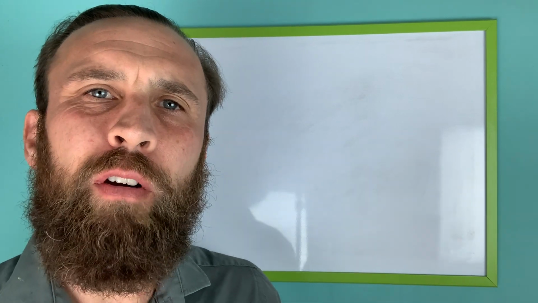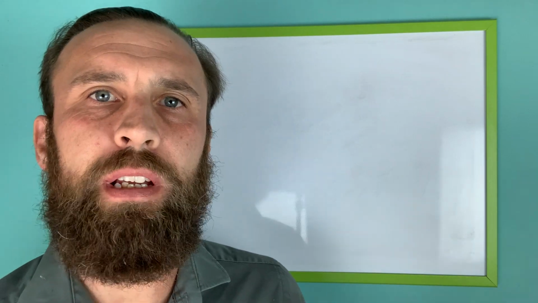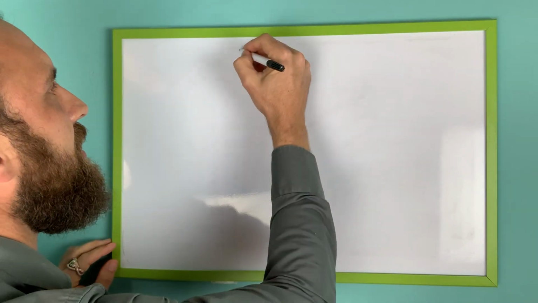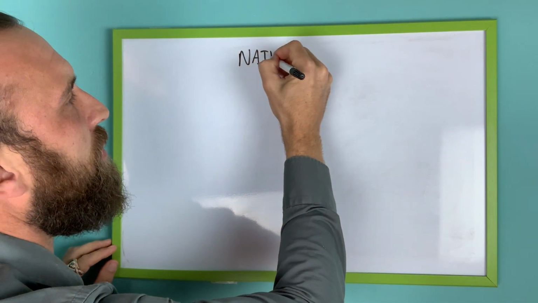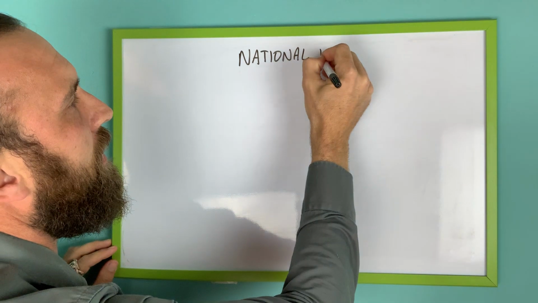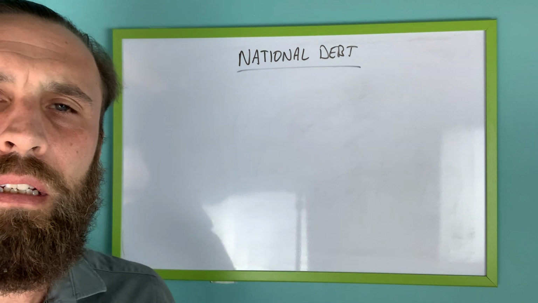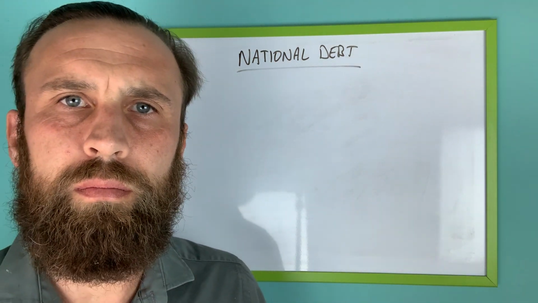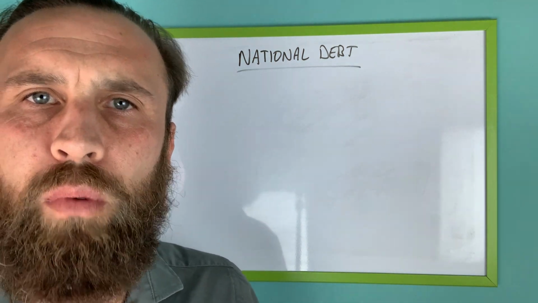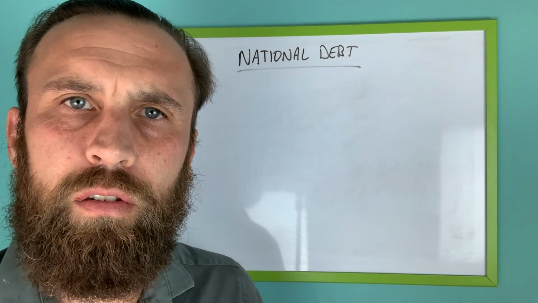So, in this lesson, what we're going to be looking at is how our economy actually works, and how it is a debt-based economy. Now, I'm sure that you've all heard of something called the national debt. This is an amount of money that the country owes because it's been spending more than it earns.